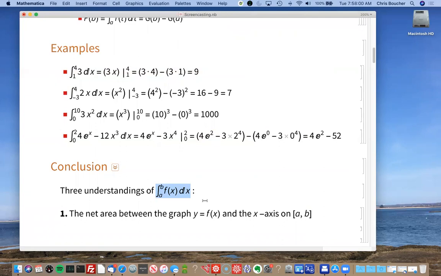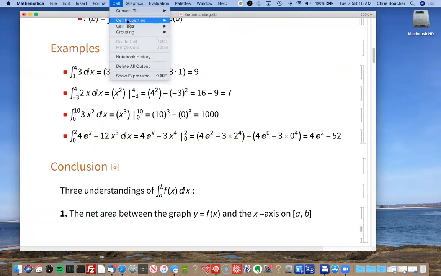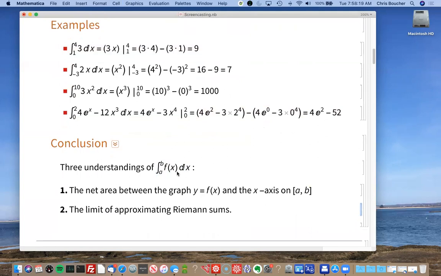And once we built it, we realized that what we were actually computing was net area between the graph of the function and the x-axis. So try not to lose sight of this. When you're computing definite integrals, you're always computing net areas. The second sort of understanding of the definite integral is it's the limit of approximating Riemann sums.